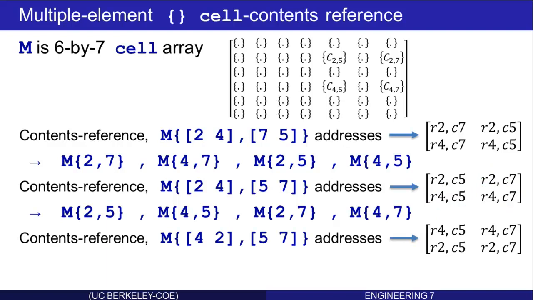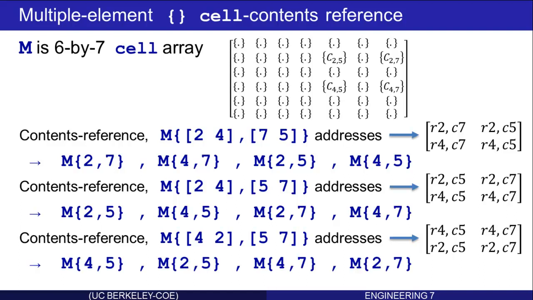Let's finish with one more example, interchanging the order in which the rows are referenced. The elements are arranged consistent with the row and column indexing. Therefore, the comma-separated list begins with the 4, 5 contents, then 2, 5, 4, 7, and 2, 7.